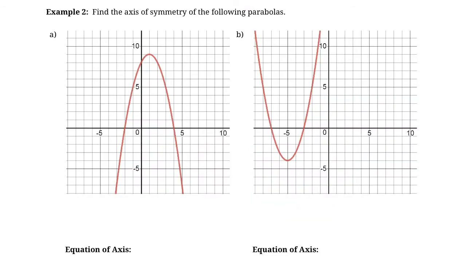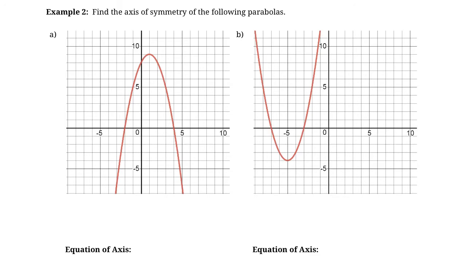We're now going to move on to working with the axis of symmetry. And the axis of symmetry is really easy to identify when you are given a graph or a picture to work with. So in this next example, we are asked to find the axis of symmetry for the following parabolas. So let's start with the graph for question 2a.